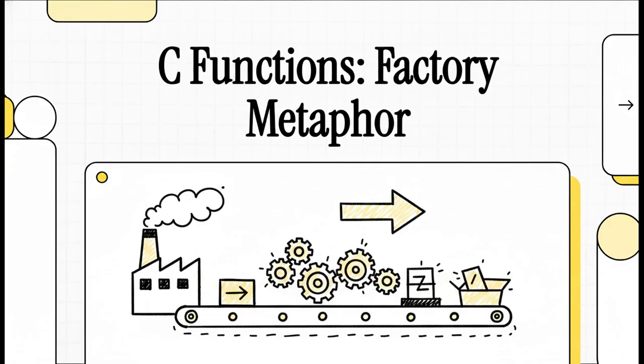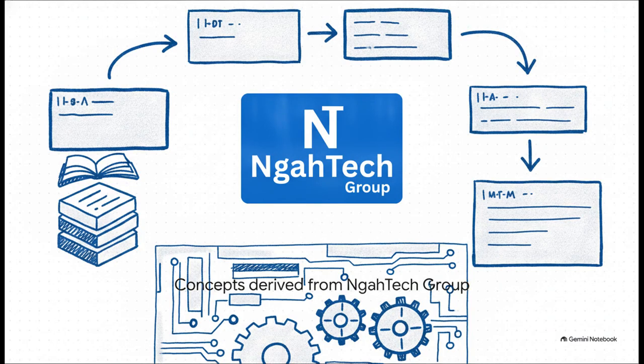By the end of this explainer, you won't just understand functions, you'll literally start seeing your code as a highly efficient automated assembly line. And hey, a quick shout out before we get our hands dirty. The foundational concepts and the really brilliant structured logic we're exploring today are derived directly from the C programming guide by NgahTech Group. Their breakdown is just fantastic, and it really provides the perfect blueprint for our whole visual journey today.